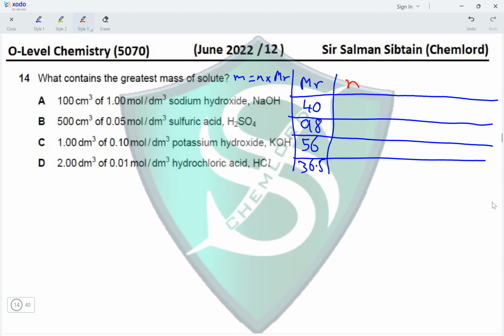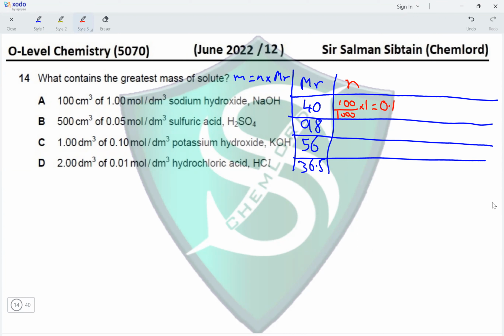How do we calculate the moles? We do the molar calculation, right? Concentrations are given and so are volumes. So now for sodium hydroxide, we have 1 mole per dm cube. So 1 mole in 1000 cm cube, how many moles in 100? The calculation would be 100 upon 1000 into 1. This gives us a mole value of 0.1.